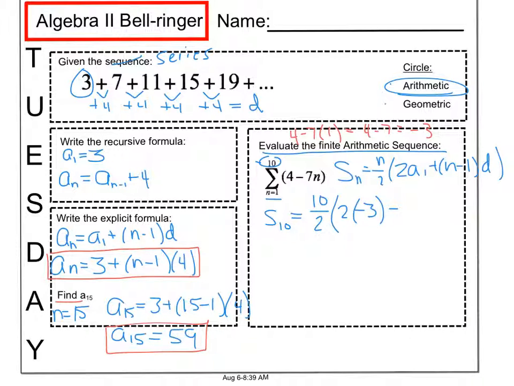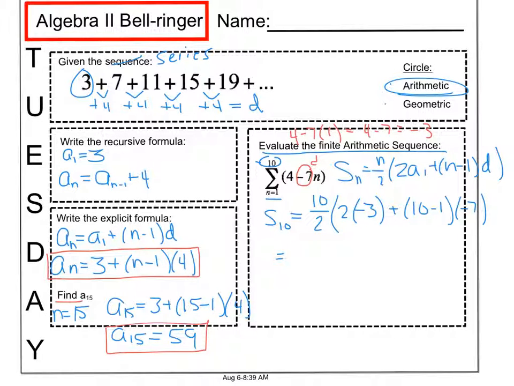-3 in for a_1, and then we're adding n minus 1. Oops, let's see. What I really want to do is plug in the number. So in this case, our n is 10 minus 1. And the common difference in this case, that's going to be the number that's multiplying my variable, my n. Our common difference here is negative 7. So let's substitute negative 7 in. And then we can start to simplify that.